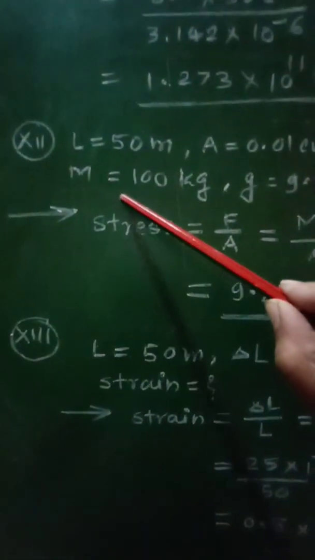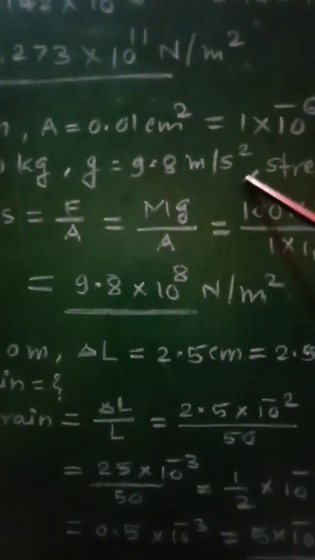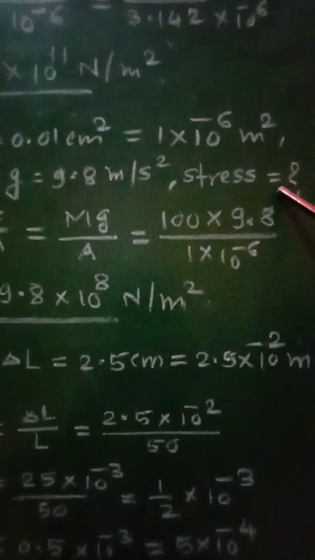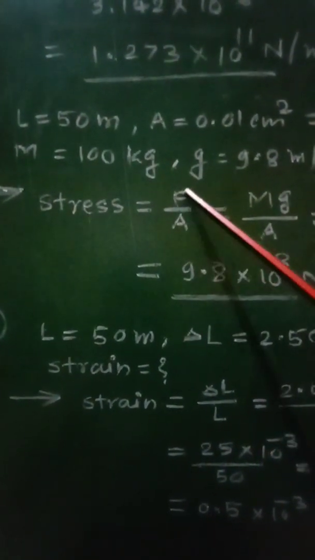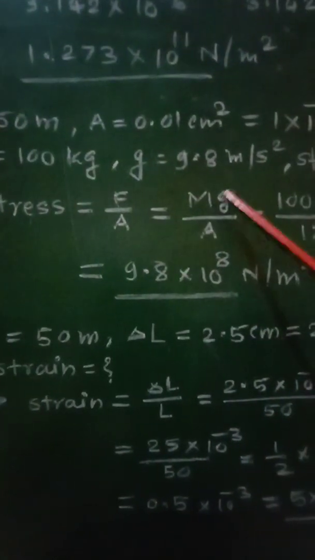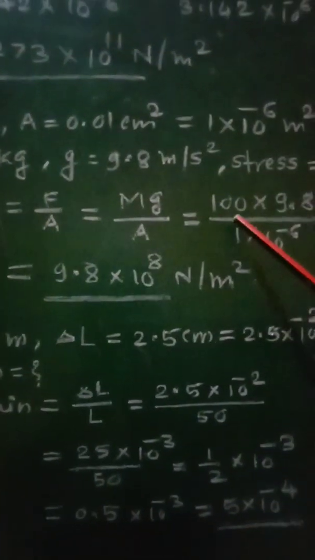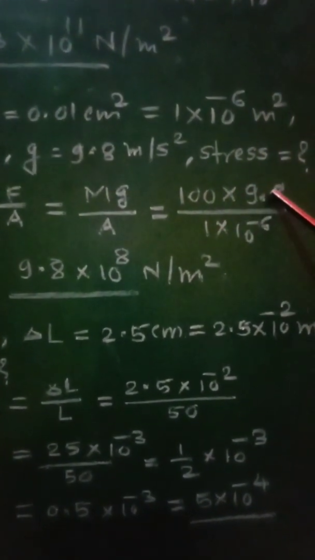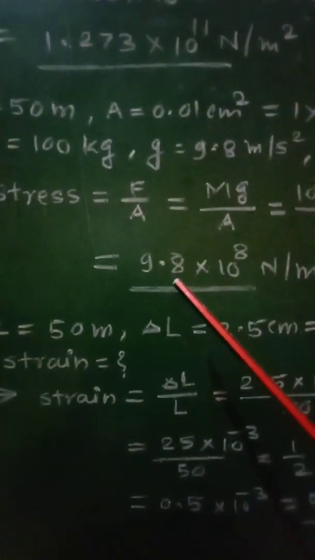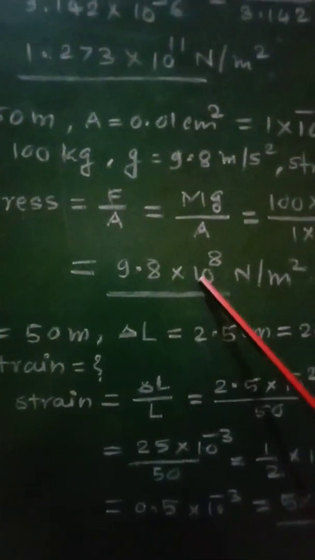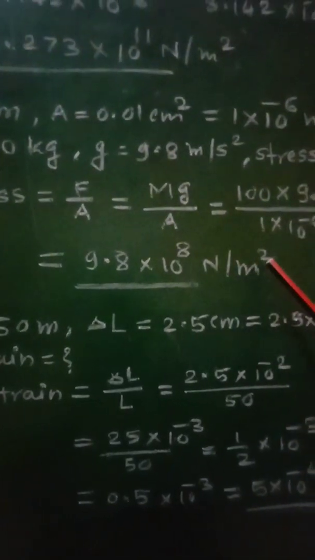Then M is equal to 100 kilogram, g is equal to 9.8 meter per second square, and we have to find out stress. We know that stress is equal to force per unit area, that is F by A, but F will be equal to mg, and therefore stress will be equal to mg upon A, that will be equal to 100 into 9.8 divided by 1 into 10 raised to minus 6. Calculating this, we will get 9.8 into 10 raised to 8 Newton per meter square.